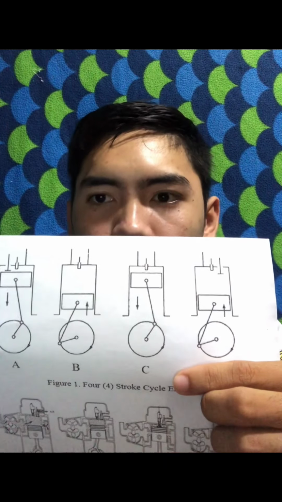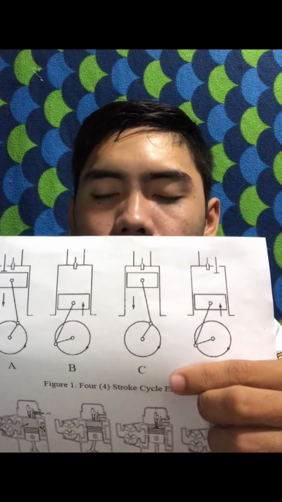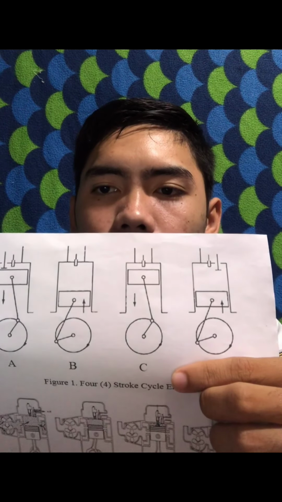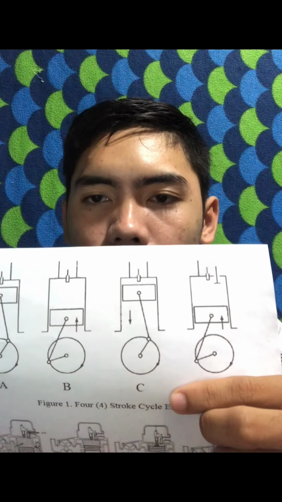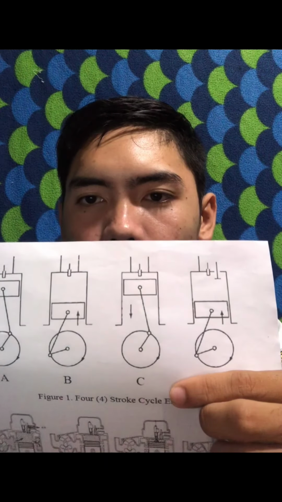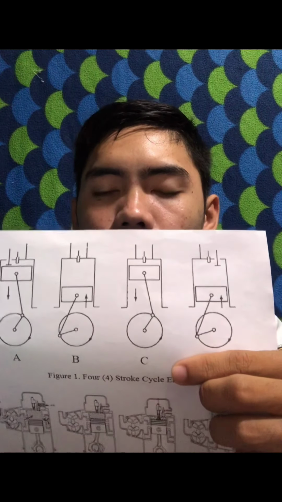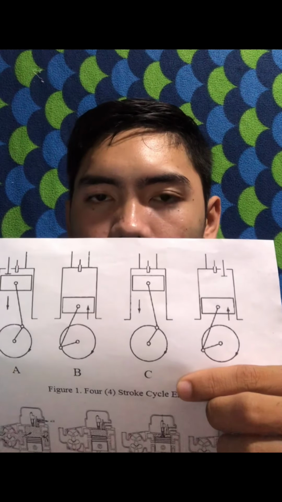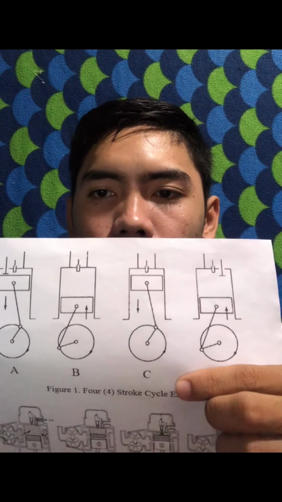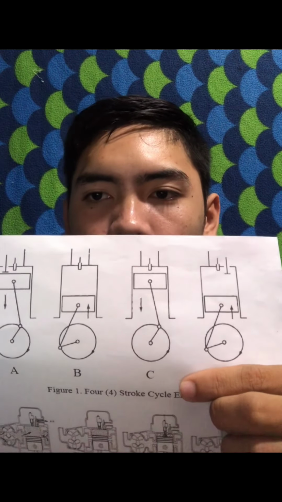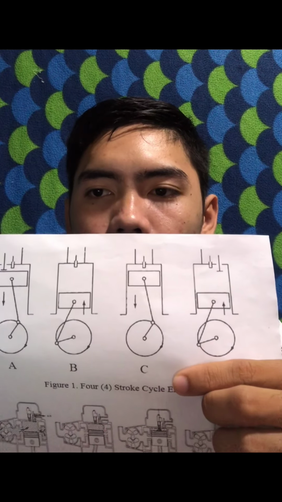The compressed air fuel mixture is ignited by heat generated by high compression force, then turning the piston to bottom dead center. This stroke produces mechanical work from the engine to turn the crankshaft.